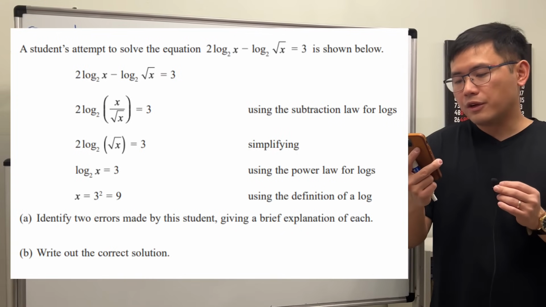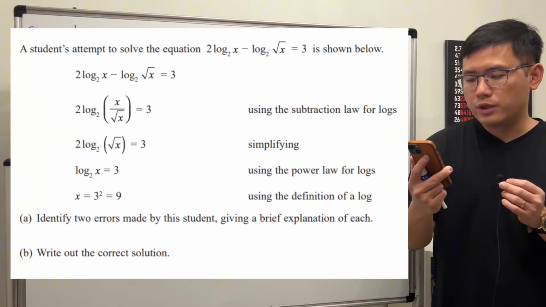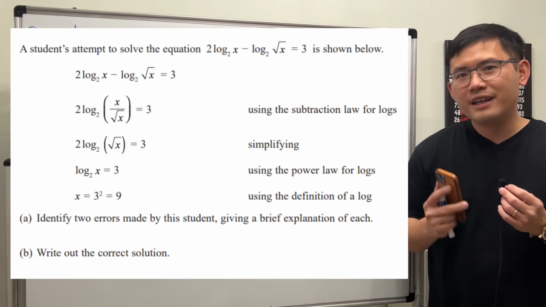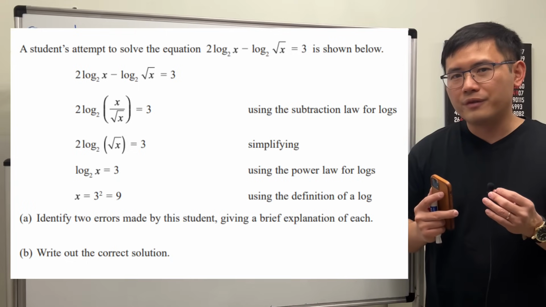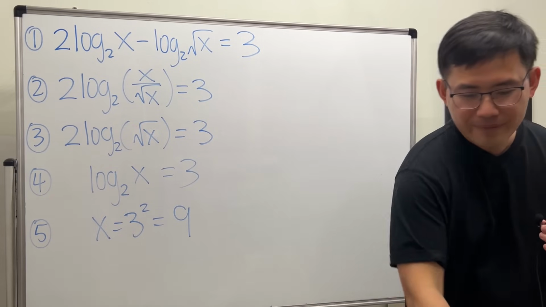A student's attempt to solve this logarithmic equation is shown below. We are going to identify the two errors made by the student, and of course, we will also have to solve the equation correctly. This question is actually from one of the past exams of the A-level math. Well, let's take a look right here.